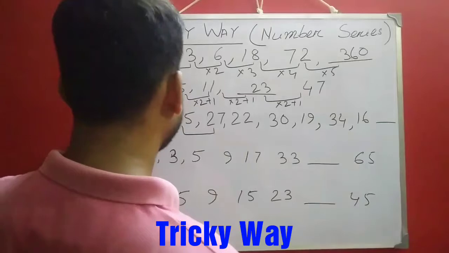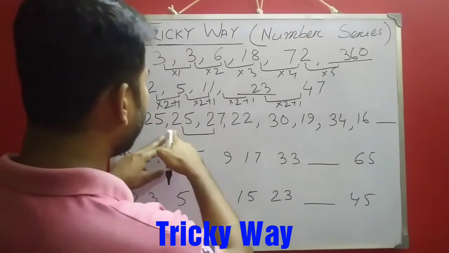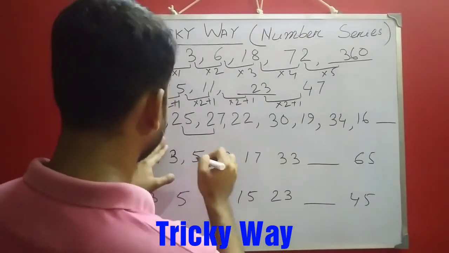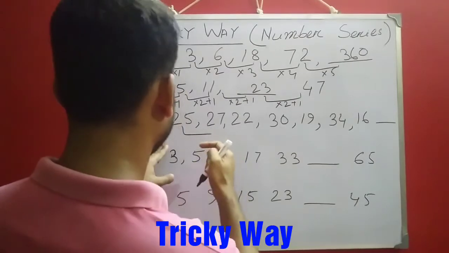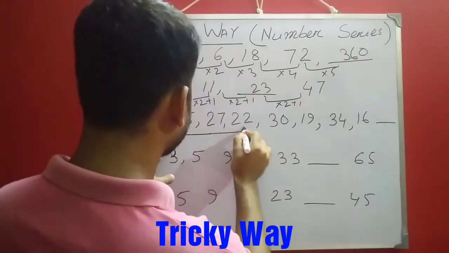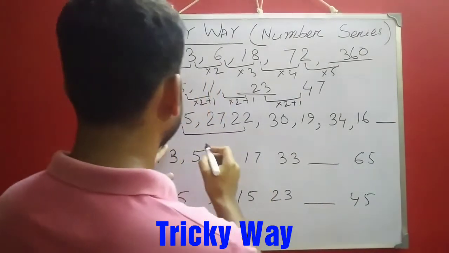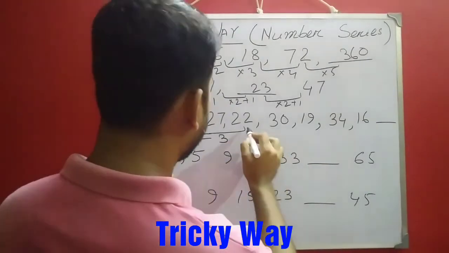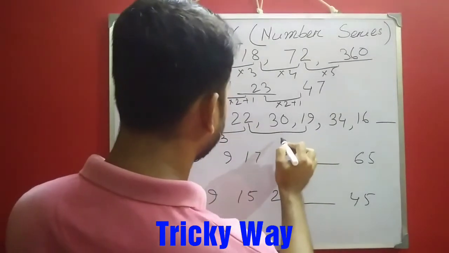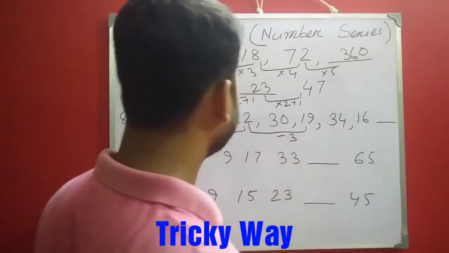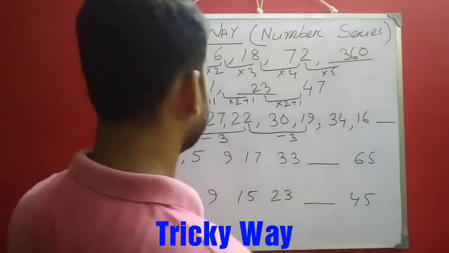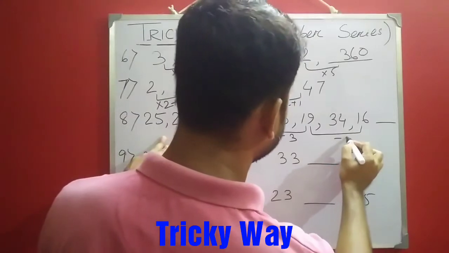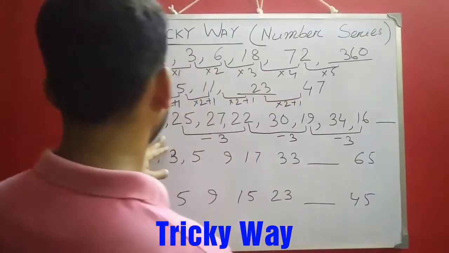So if we take the second one, 25, and it is 27. 25, 27. Sorry. 25, 22. So minus 3, and here it is minus 3. Similarly, it is minus 3.